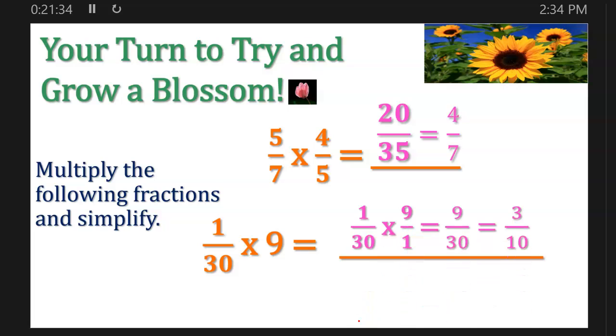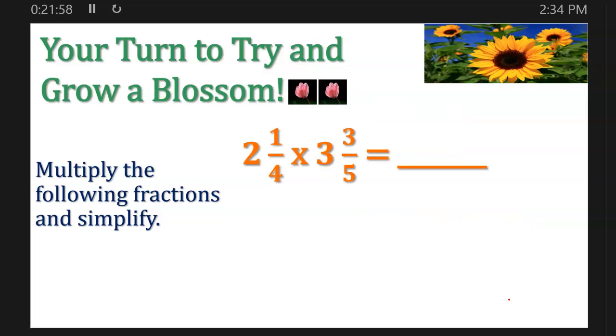The second answer ends up being 3/10. So again, you had to remember to place that 9 over a 1 and then multiply across the top and across the denominators, and then simplify that down at the end. So if you got 9/30, you weren't wrong. It's just you hadn't simplified it down to its simplest form.